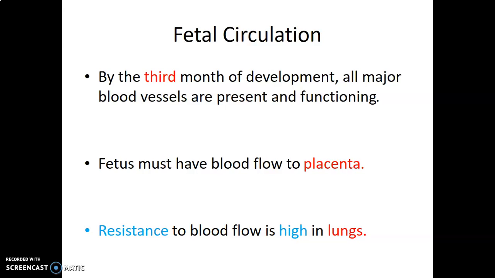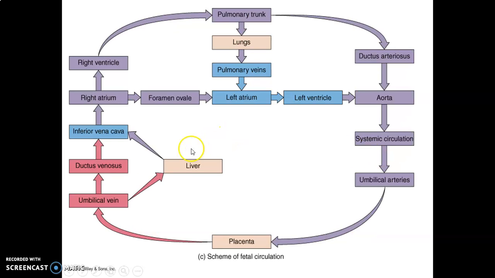There's also resistance of blood flow in the lungs. The resistance is very high because the lungs have not fully developed. Gaseous exchange is not taking place in the lungs, so there's high resistance of blood flow in the pulmonary circulation. This basically summarizes everything in this lecture.